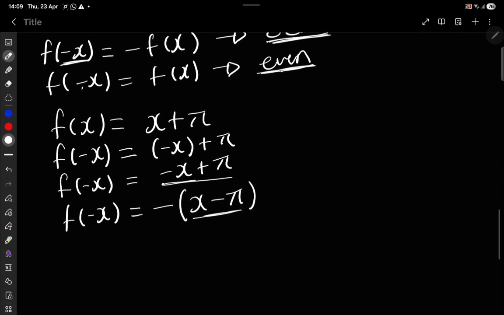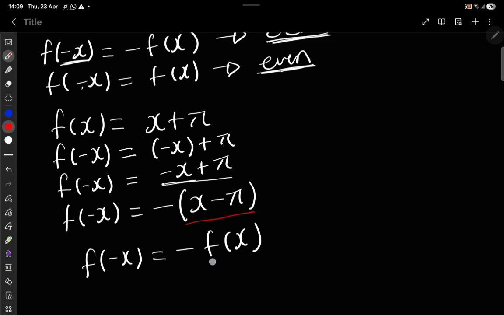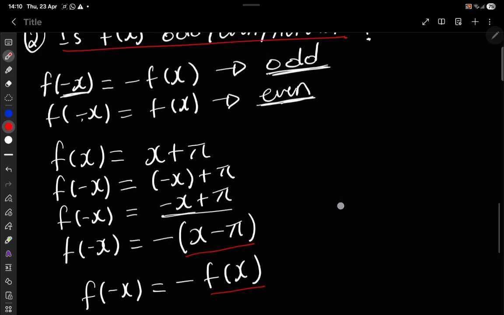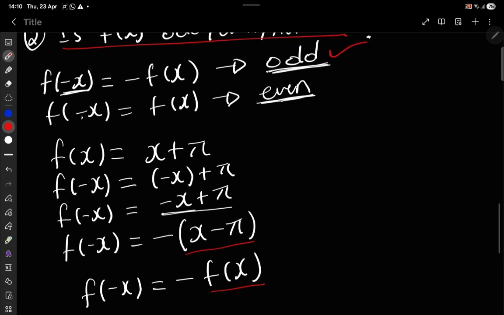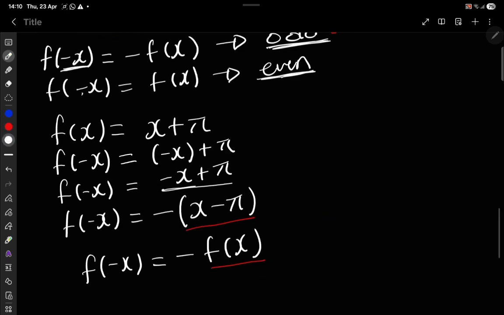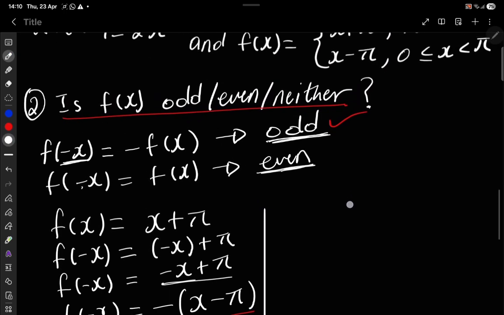Then, meaning that you can name this thing to be your f. So this thing is f. Therefore, when you substitute minus x in the place of x in f, you get minus f of x, meaning that you have an odd function there.